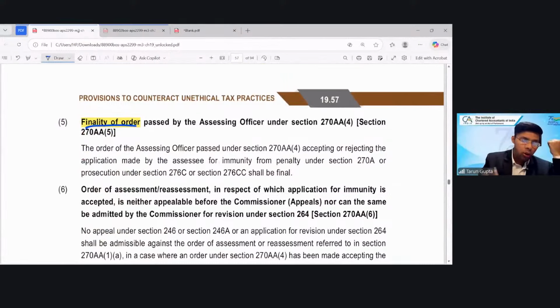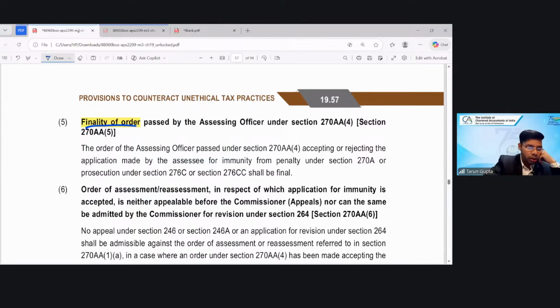Again, this order is the final order. You cannot file an appeal. But remember, if your application under section 270AA is rejected, then the period starting from the date you file the application up to the date you receive the rejection order is excluded in the time limit for filing an appeal to the CIT(A) against the assessment order.